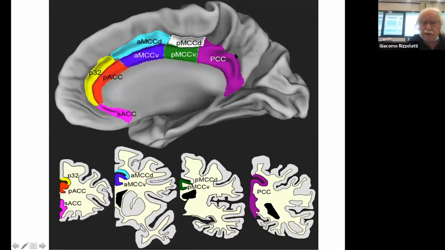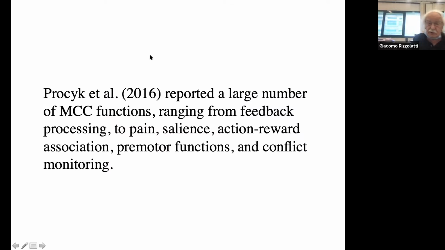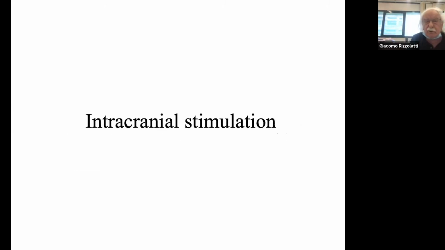Here you see a part of the brain, very hidden, located very deeply, which is called the cingulate cortex. People proposed that the MCC, the blue area here in the middle cingulate cortex, is important for feedback processing, pain, salience, action-reward association, premotor function, and conflict monitoring. So it's incredible that the same small area in the middle of the brain is important for so many functions, some of them of higher order. Now, recently, with the group I mentioned before, we stimulated this part.